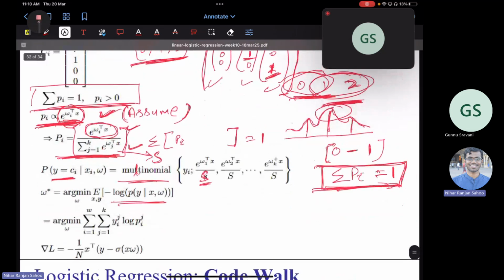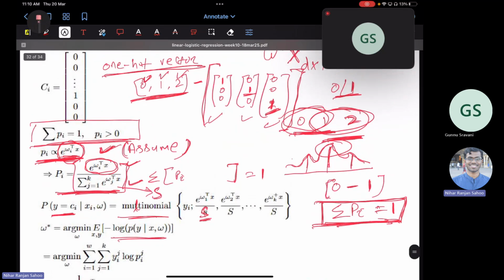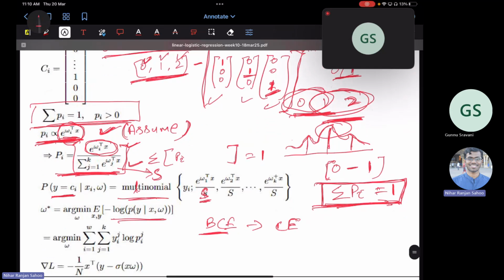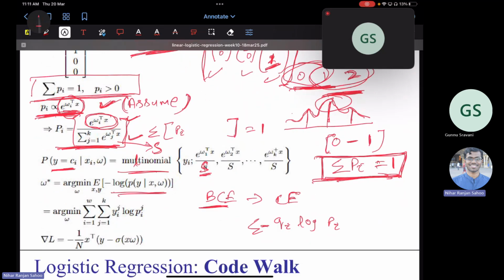Okay, so now what we are doing in binary logistic regression is something called binary cross entropy. In multi-class logistic regression, we go from binary cross entropy to just cross entropy. So it's no more binary, just the cross entropy. In cross entropy, you need a true distribution and a predicted distribution. True distribution will be whatever the y given to us, and predicted distribution will be whatever the corresponding probability we are getting for that particular y, right?